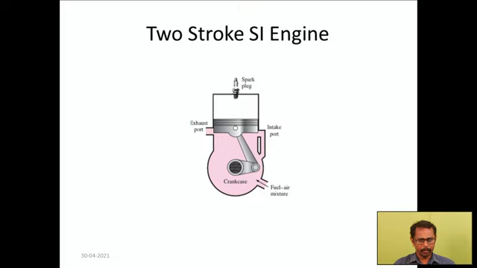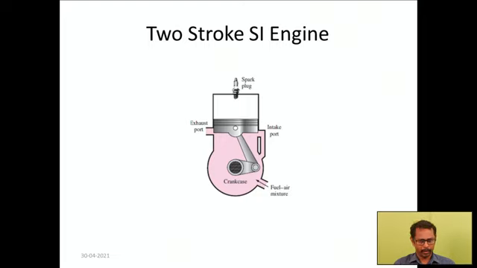And now we are going to see the working principle of the spark ignition engine of the two-stroke cycle. In a two-stroke engine, the piston has to move up and down for a single power cycle. Here instead of valves, we will have ports. There are 3 ports available in the two-stroke engine: the intake port, the exhaust port and the transfer port.